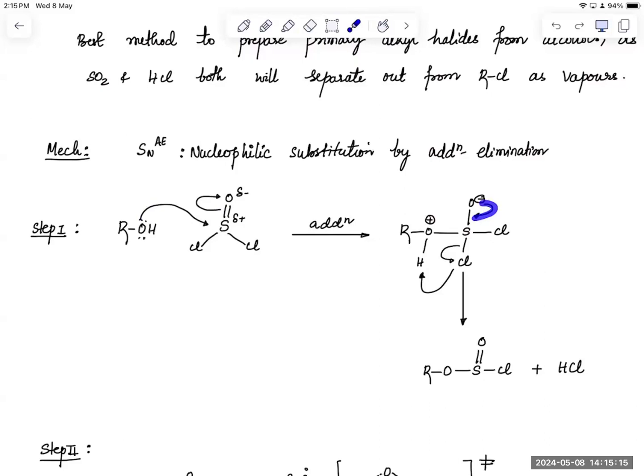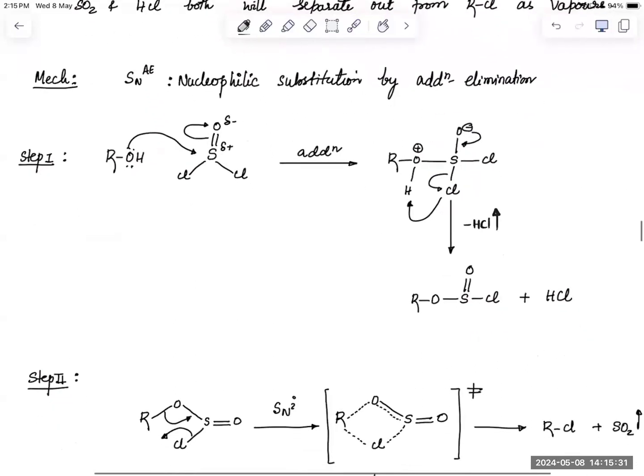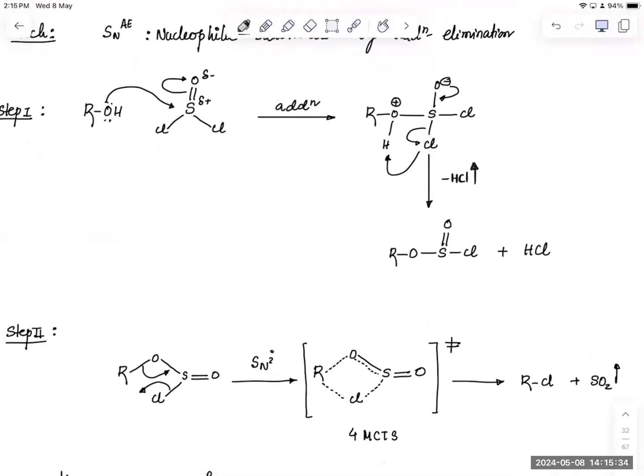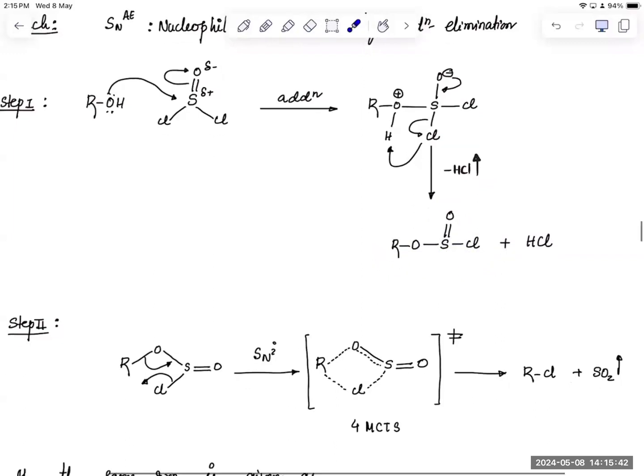Then this O minus will try to close it back because S double bond O is a very stable bond. Cl minus will come out. As the Cl minus is coming out, that will take away this H plus and vaporizes as HCl. It will come out as HCl vapors. Clear, everyone? So now what we are left with is ROS double bond O Cl, right? ROS double bond O Cl is what we are left with.